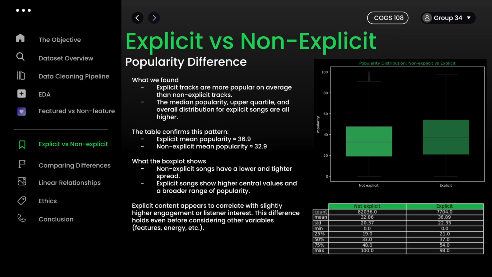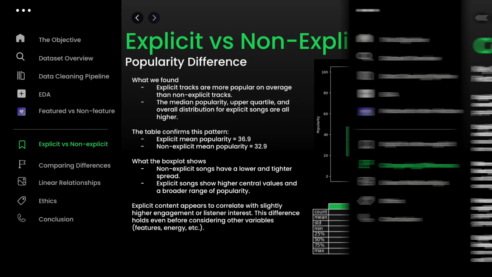Then moving on to explicit and non-explicit tracks, we also used box plots that showcase that non-explicit songs have a lower and tighter spread, whereas explicit songs have a higher and broader range of popularity.